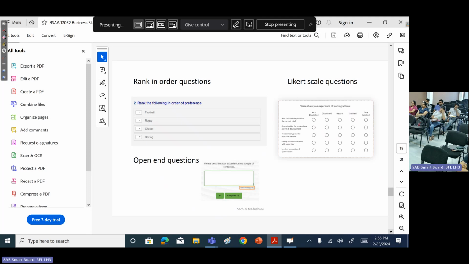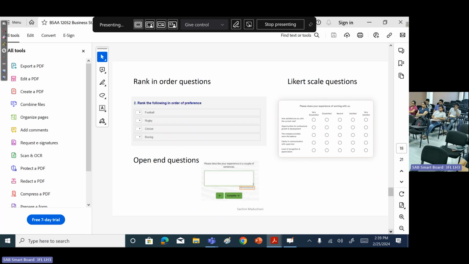Then Likert scale questions. Normally we write a statement or question, then we suggest a Likert scale: strongly agree, agree, neutral, disagree, strongly disagree. That kind of question we call a Likert scale. Some are 5-point Likert scales, some are 7-point. Understood?